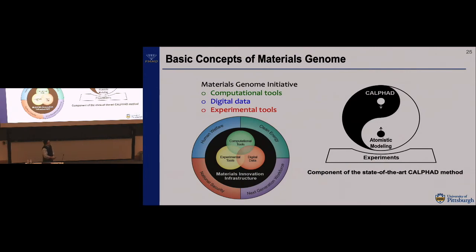So these are the three components they propose: computational tools, digital data, and experimental tools. So I have philosophy here, okay? So we have the CALPHAD, okay? These provide digital data. These combine with experiments, but not necessarily doing experiments. But then we also have atomistic modeling supporting this CALPHAD data, all right?